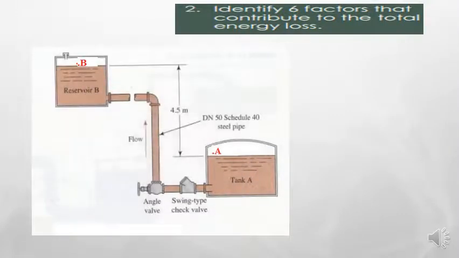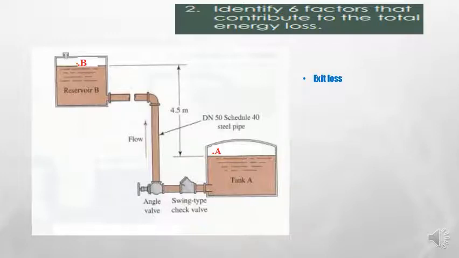Next part. This is the ultimate test of the knowledge that we have covered in chapter 6 before, so we combine it and test ourselves here. If you look here, the arrangement of the piping system is a series system. It has no junction at all. Then, what are the 6 factors that contribute to the energy losses? Let's take a look.